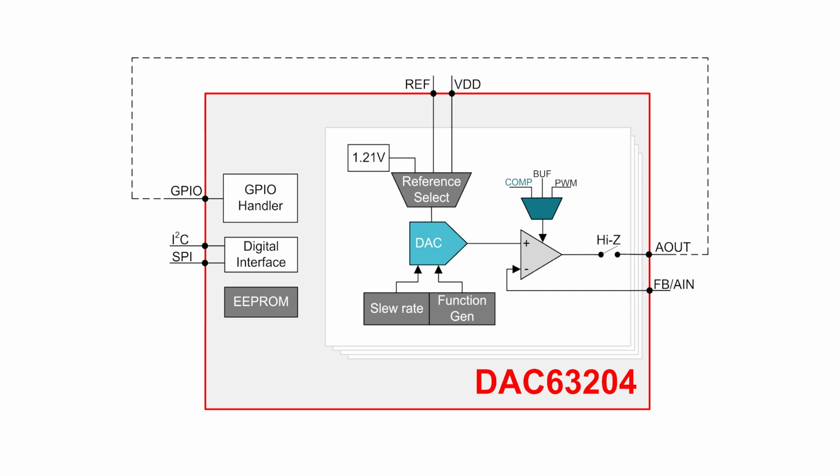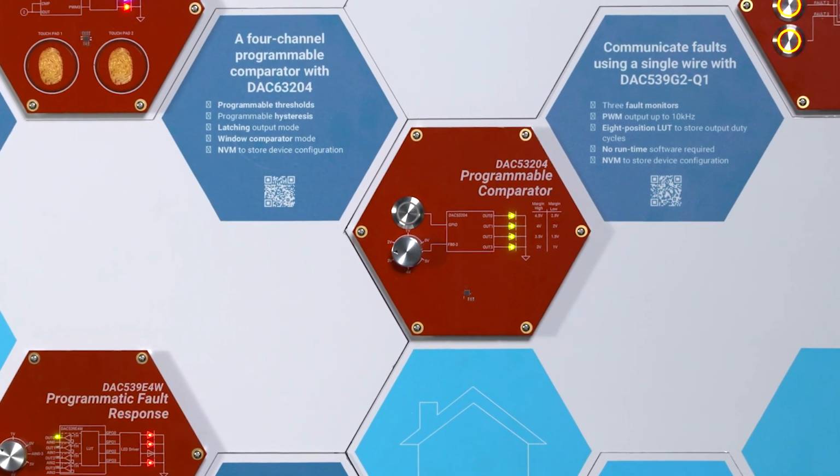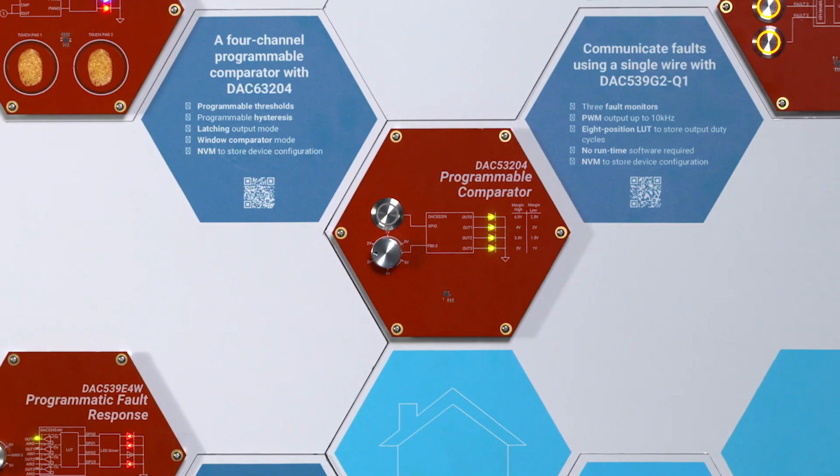Each channel of the DAC63204 can be independently programmed as a comparator with a configurable hysteresis or window comparator, and the output of each could be used as a fault flag or as a latching flag. All of the configurations could be stored in a non-volatile memory for software-free operation.